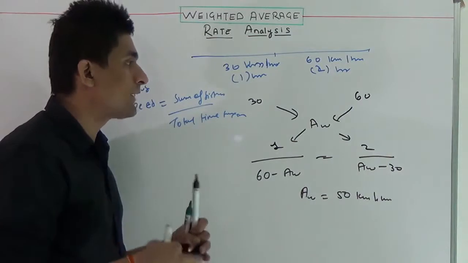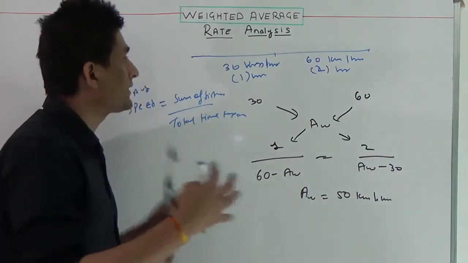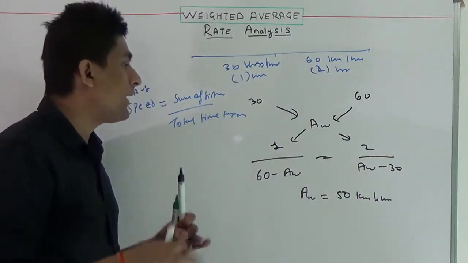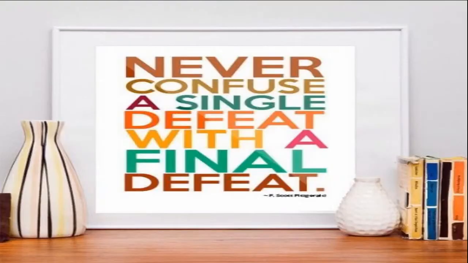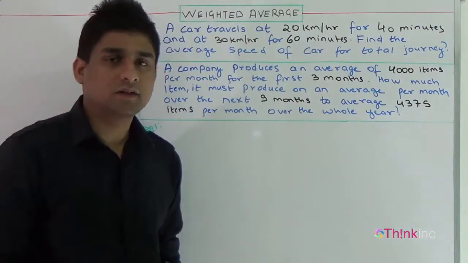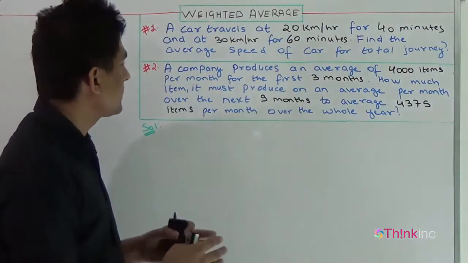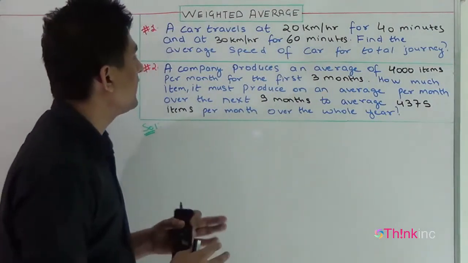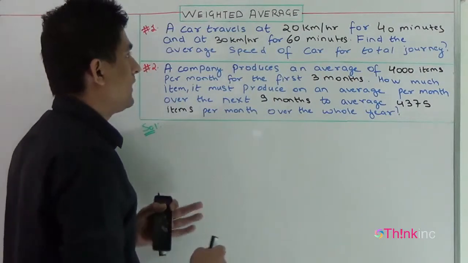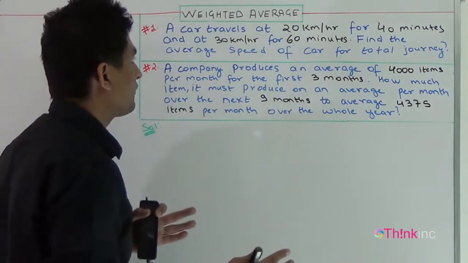Now I'll move to some examples where I discuss different kinds of examples, and that will make alligation more clear. I've just discussed the rate concept, and on that I'm taking some examples. This is a simple example, but this will give confidence to you.